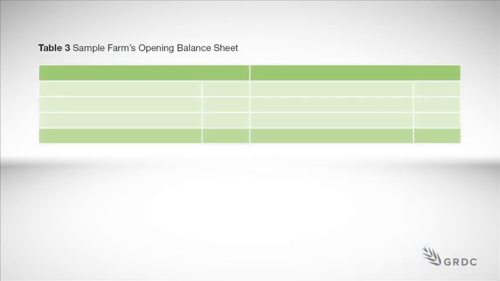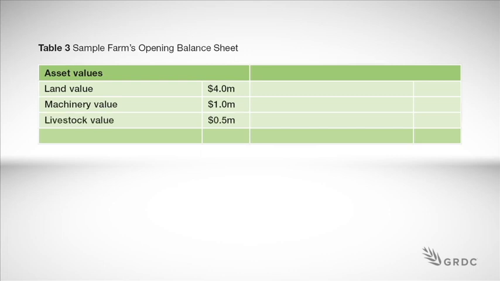In this example, we'll look at a crop livestock farm business and how it may perform in the coming production year. We start with the balance sheet on day one. We've got 2,000 hectares of cropping and grazing country worth $4 million. We've got $1 million worth of machinery. We've got $500,000 worth of livestock. Add them together gives us our total assets.